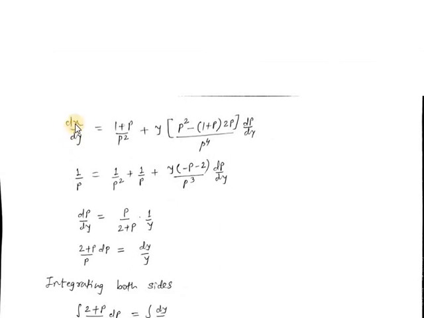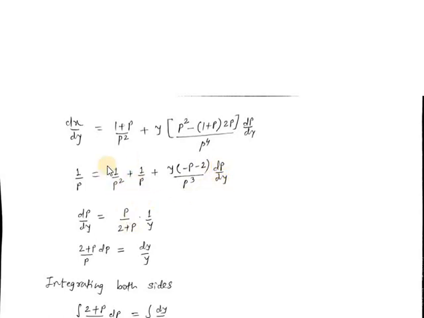Now here dx by dy can be written as 1 divided by p, because p is dy by dx. Okay, and here dividing individually by p square, we will get 1 divided by p square plus 1 divided by p. And here taking p common, so p in bracket p minus 2 minus 2p, which can be simplified as minus p minus 2 divided by p cube into dp by dy.